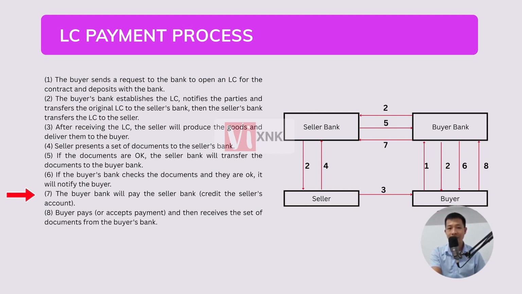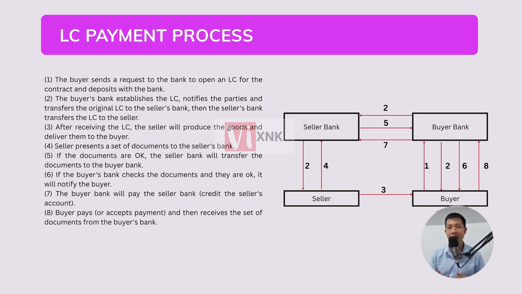Next, in step 8, the buyer will make the payment or accept the payment. In cases where the LC is not an LC at sight, meaning it's not paid immediately, the buyer will take the action of accepting the payment. Only after that will the buyer receive the set of documents from the bank that transfers them. This is step 8, everyone. The buyer pays the bank, and then the bank sends the set of documents back to the buyer, so that the buyer can take the documents to the port or the shipping company to receive the goods, to exchange for the delivery order. Alright, okay.